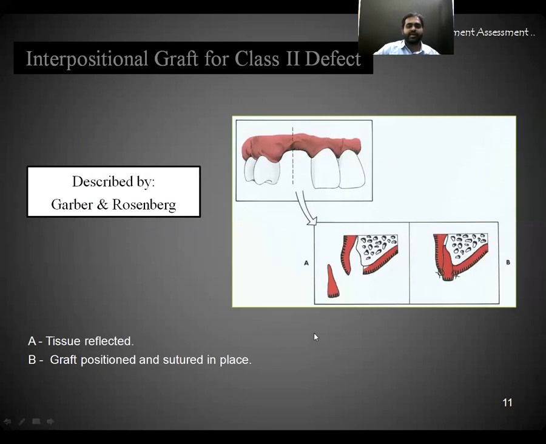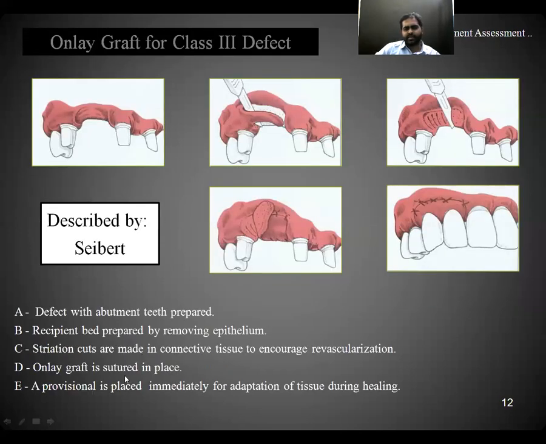So for class 2, we have the interpositional graft. Now we have the defect in the height. So what we do, we reflect the tissues apart from each other, position the graft in between and suture it in such a way that the height of your bony defect is controlled, so that you have the proper width and the height of the tissues.